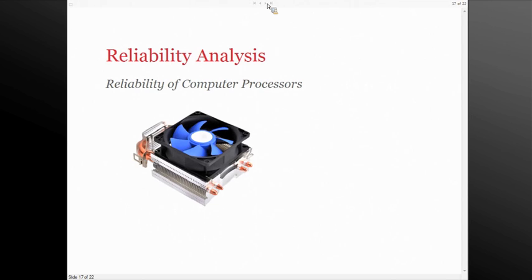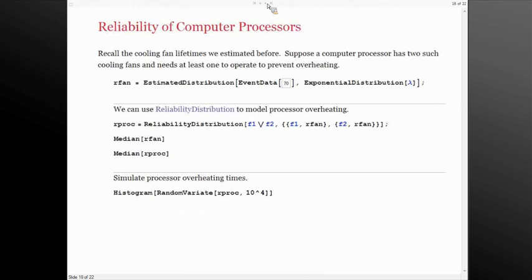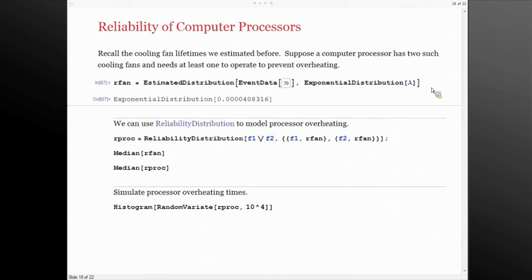So an application example, we're going to look back at the fans that I was talking about in the scope of computer processors. So suppose that a computer processor has 2 cooling fans, and one of those fans has to operate to keep the processor from overheating. So we're going to bring back that data on the cooling fans that I had with the survival analysis part and get that estimated exponential distribution. And I'm going to use those that I've estimated from event data, and I have to say at least one of them has to work in order for this system to not fail.